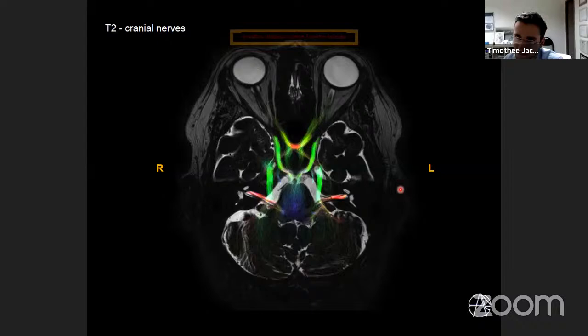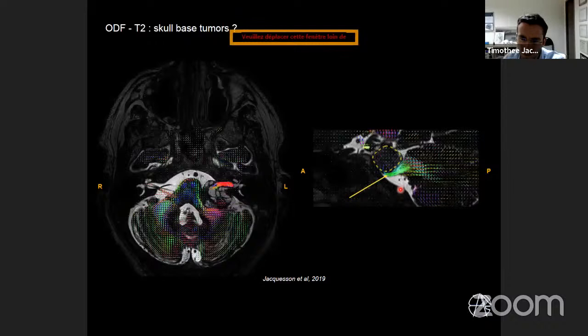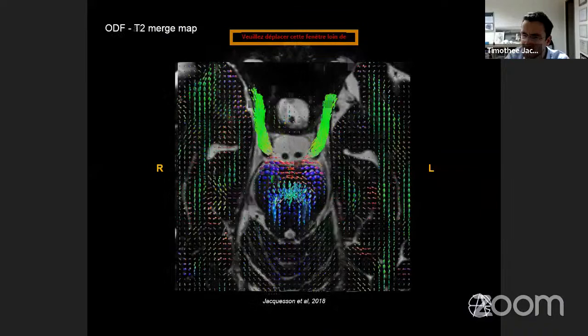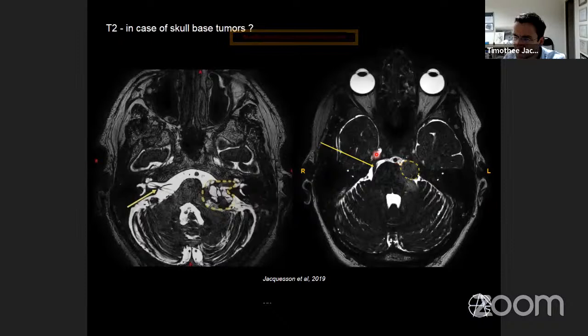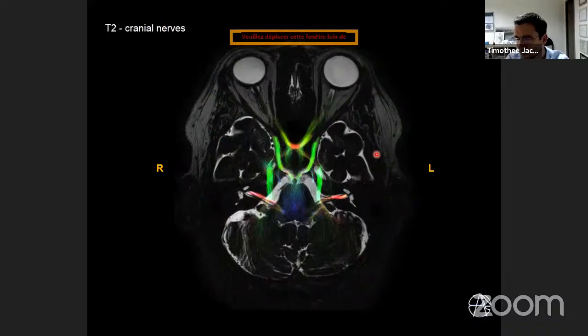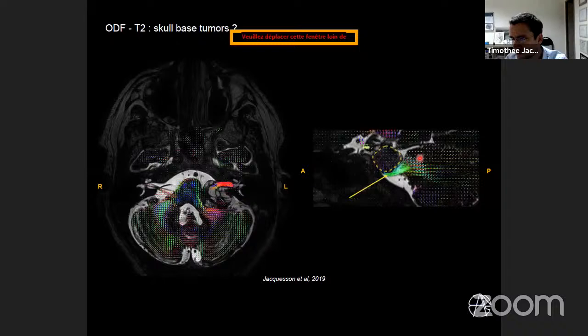So on this specific example that we just saw previously, we were able to identify the trajectory of the facial nerve at the anterior pole of this vestibular schwannoma. And the other example was a petroclival meningioma. It was very hard to identify where the trigeminal nerve was displaced. I just wanted to show you a sagittal view of this. On a sagittal view, it's easier to understand that the trigeminal nerve is pushed inferiorly at the peripheral area of this petroclival meningioma.